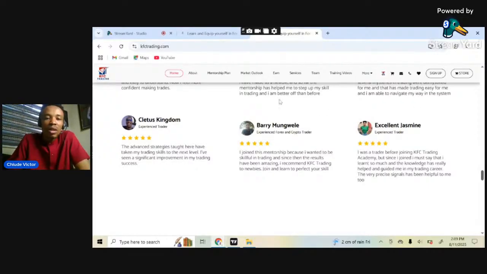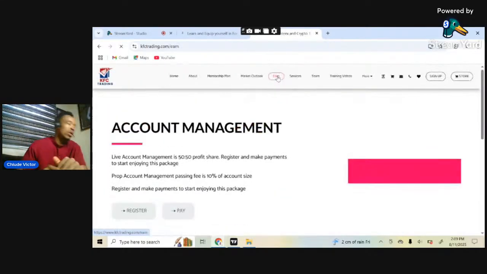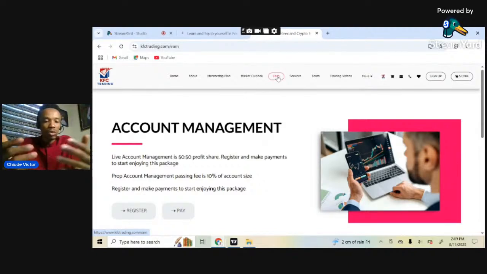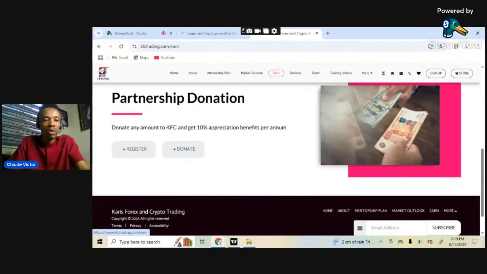So there are many other things, but these are just a few which I thought to explain to you, like those of you who want to aim. A lot of people will love what we're doing and they will support. You can support by donating to KFC Trading. All you need to do is, when you come here, you see Partnership Donations. Donate to us, support what we're doing, and we can give you 10% appreciation benefits on your donations.